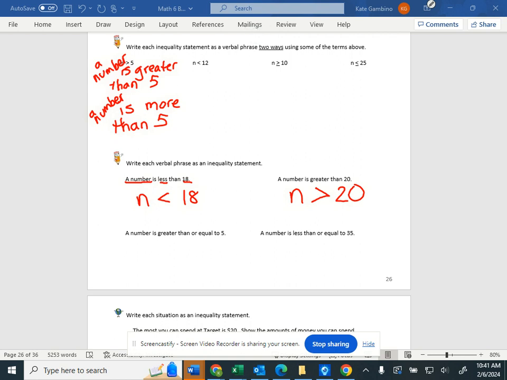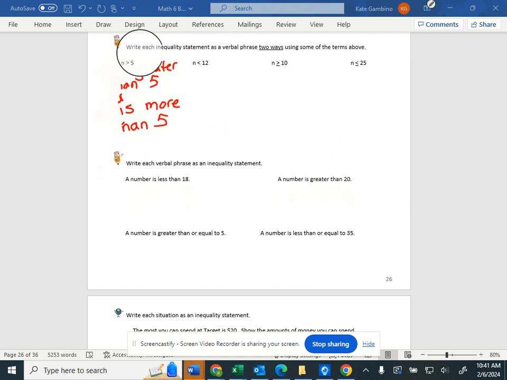Same thing when we're writing our verbal phrase out. If it starts with an n, you start with a number. You have to follow the same way that they have it set up. You have to follow that. You're going to finish this first page.